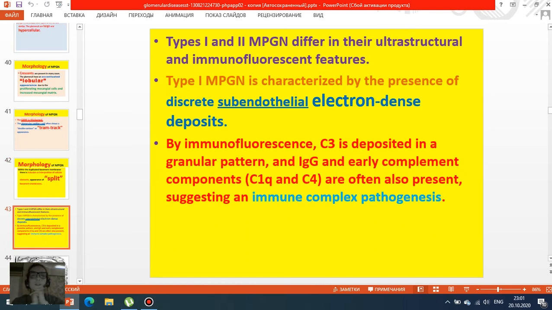Types 1 and 2 mesangial proliferative glomerulonephritis differ in their ultrastructure and immunofluorescent features. Type 1 is characterized by the presence of discrete subendothelial electron-dense deposits. By immunofluorescence, complement-3 is deposited in a granular pattern, and immunoglobulin G and early complement components are often also present, suggesting an immune complex pathogenesis.